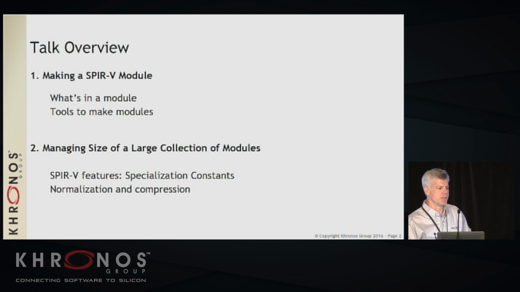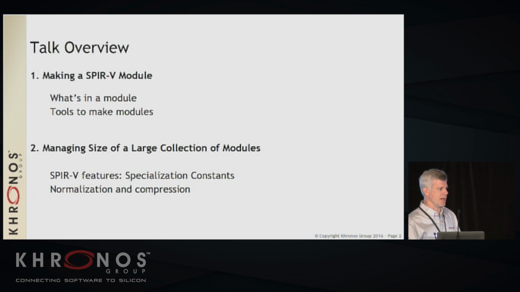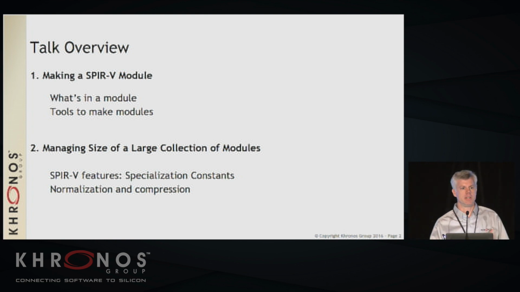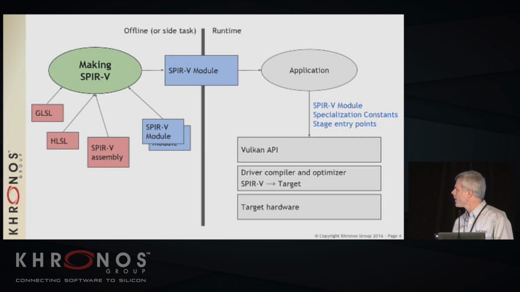I'm going to break the talk into two parts. The first part is about making a SPIR-V module and the key components of a module for making it work with your application. And the second part will be dealing with size if you have large collections of SPIR-V modules and need to manage the size better for those. So first part, making a SPIR-V module.